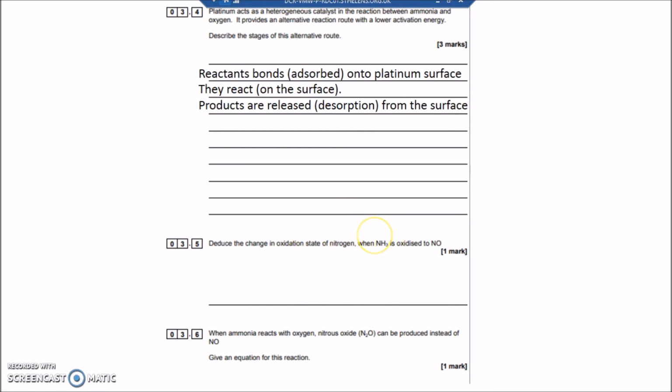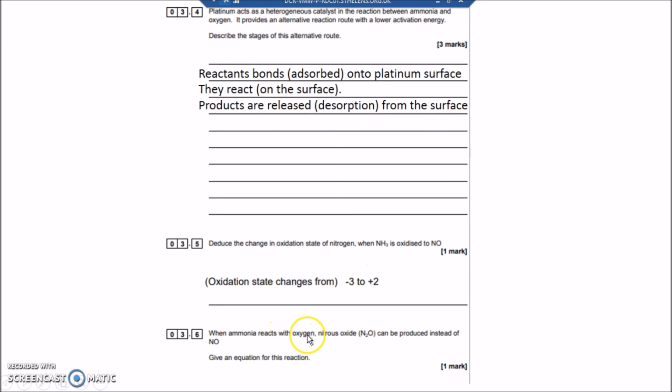Deduce the change in oxidation state of nitrogen when NH3 is oxidized to NO. Well, hydrogen's in +1, and there's 3 of them. There's no charge overall on NH3. So 3 times +1 is +3, so the nitrogen must be in -3. So the -3 and +3 equals 0 because there's no charge. Oxygen is -2, it's in group 6 of the periodic table, gains 2 electrons. There's no charge left over, so nitrogen is +2. So it goes from -3 to +2.